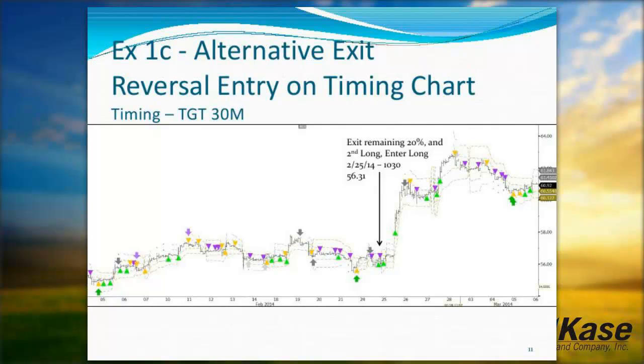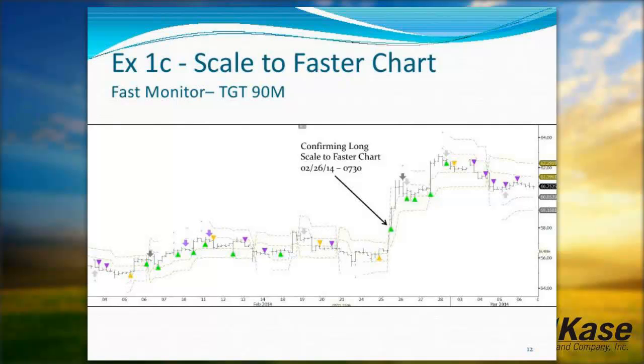We could exit the remaining 20%, and we can enter long before we get our gap up. And when we get our gap up, we get a confirming long signal on the fast chart on our 90-minute. So we can scale to the 90-minute and then continue to ride this move up.